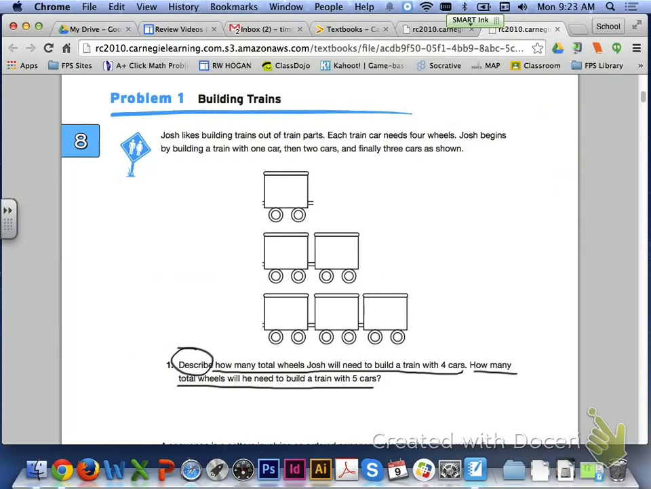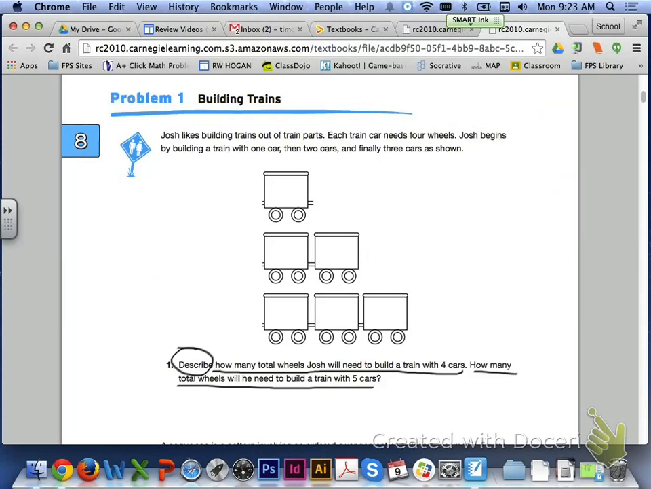Let's take a look at problem 1 on page 532, building trains. It says that Josh likes building trains out of train parts. Each train car needs 4 wheels. Josh begins by building a train with 1 car, then 2 cars, and finally 3 cars as shown.